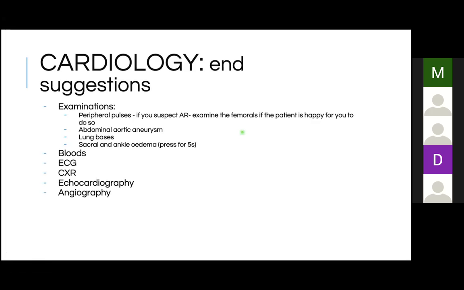So then just putting everything together. So thinking about other things you should be examining. So in terms of peripheral pulses, if you're suspecting aortic regurgitation, you can examine the femorals if the patient is happy for you to do so. So what you'll be doing at the femorals is you can listen for pistol shot femorals. Again, this might be a bit too complicated for this talk, but if you have an interest in this, you can search a video on YouTube. But basically, it's all about occluding the femoral and listening distally or proximally to hear if there's a murmur.